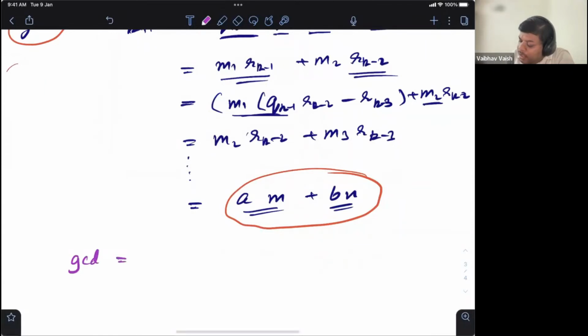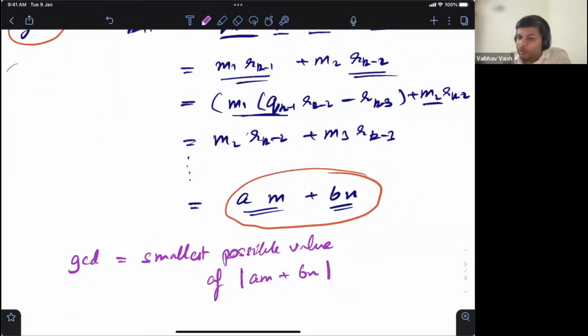GCD equal to smallest possible value of |AM plus BN|, and let's put modulus up to sign. A and B are, so let's talk about only integers. So A and B are integers. So this sign is used for integers.